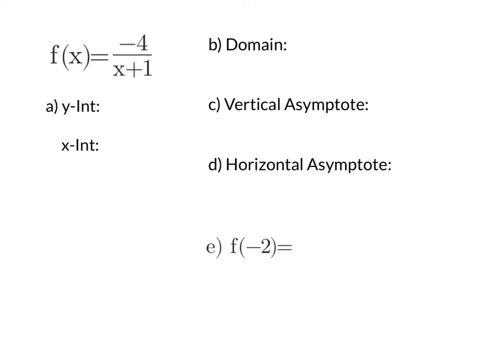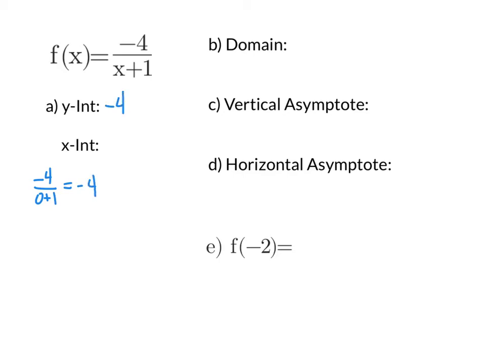Ultimately we want to graph f of x equals -4 over x plus 1. First, you're asked to find the y and the x-intercepts. In order to find the y-intercept, we let x equal 0. So -4 over 0 plus 1. That makes -4, and that will be our y-intercept.